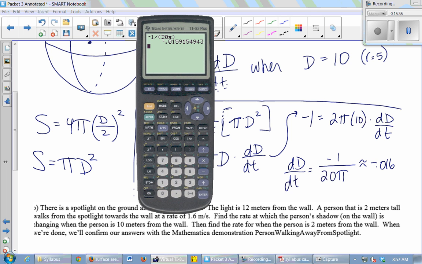What are my units on dd dt? What's d represent? D represents a diameter. How do you measure? What are the units on a diameter? Just centimeters. So this is centimeters per minute.